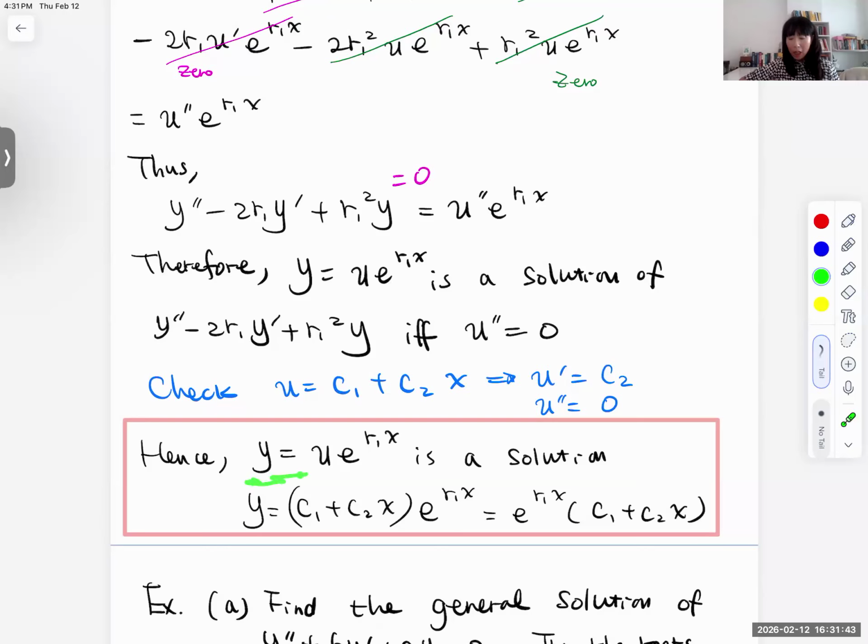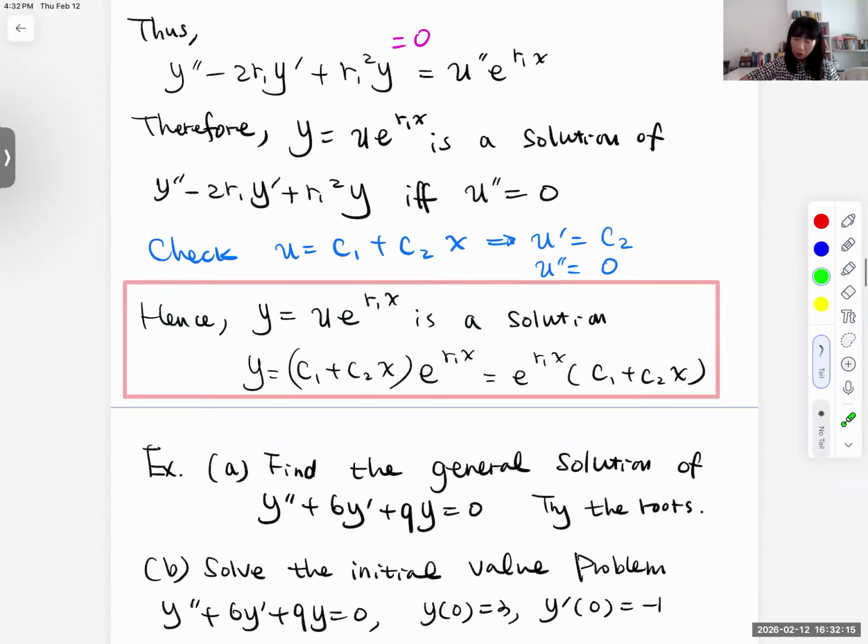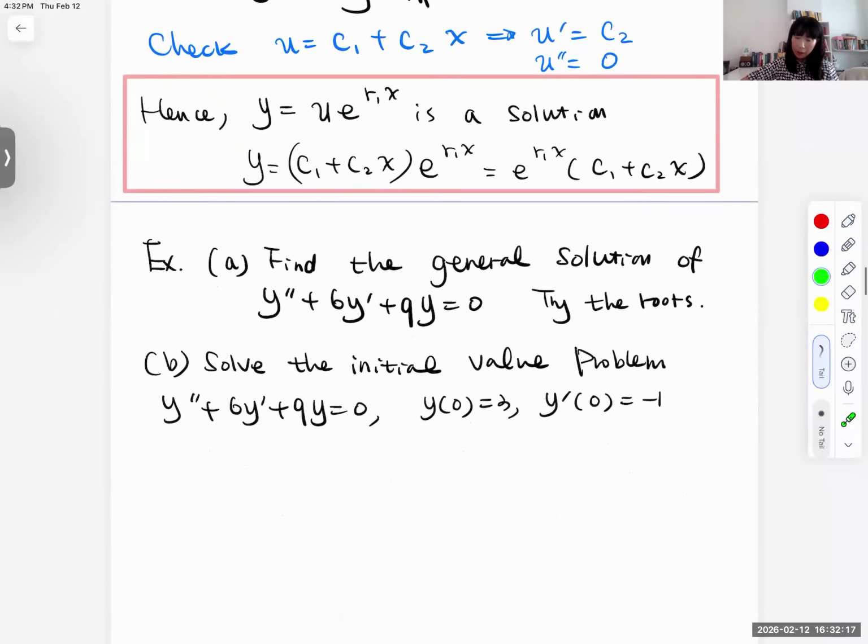Okay, now what we are doing, we have y equal to u e to the r sub 1 x is a solution. We conclude. So this is the solution of, yeah? So if we have a repeated root, generally we can just use this one. This is, we show that everything. Clear? All right.